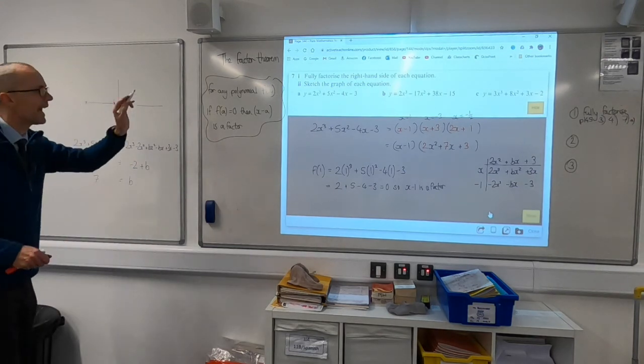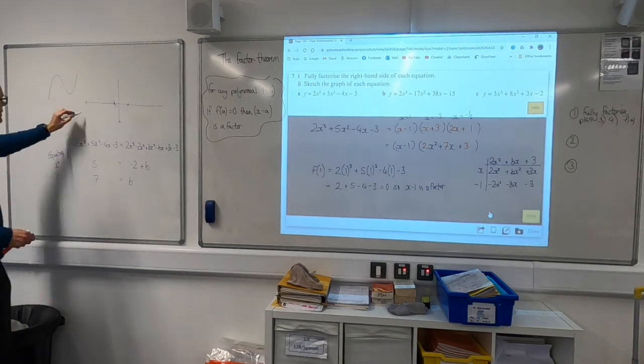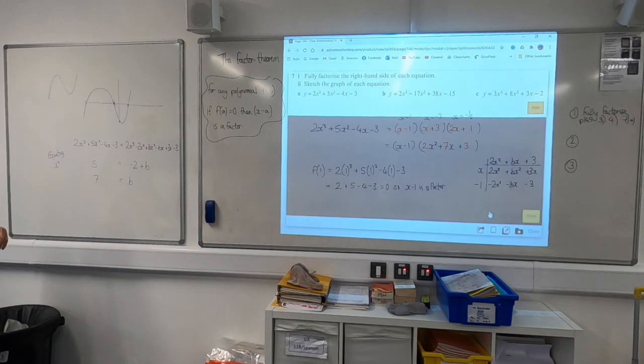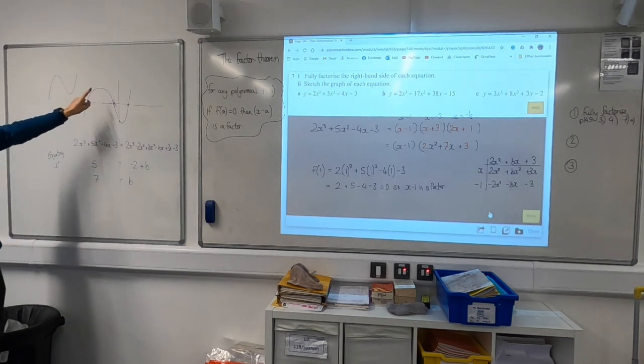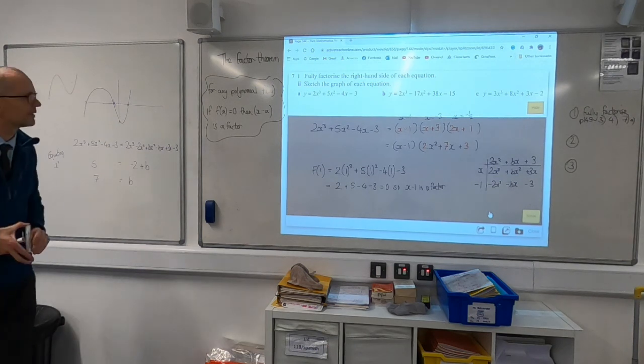And I know it's a happy cubic. So something like that. Remember, we don't know where the turning points are yet, but that gives us a way of sketching.